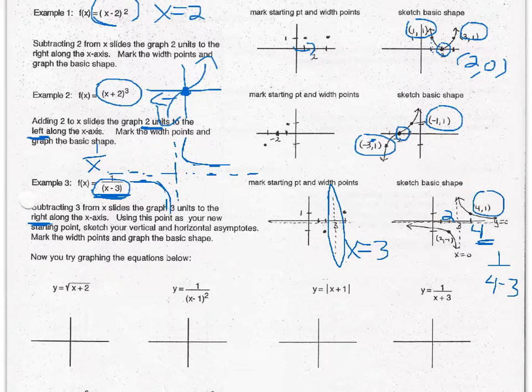Then if I put in 2, well, 2 minus 3 is negative 1. And 1 over negative 1 is negative 1, so that's why I have this point here at 2, negative 1. So I still get the boomerangs at top right, bottom left. Everything's just shifted to the right 3 units.